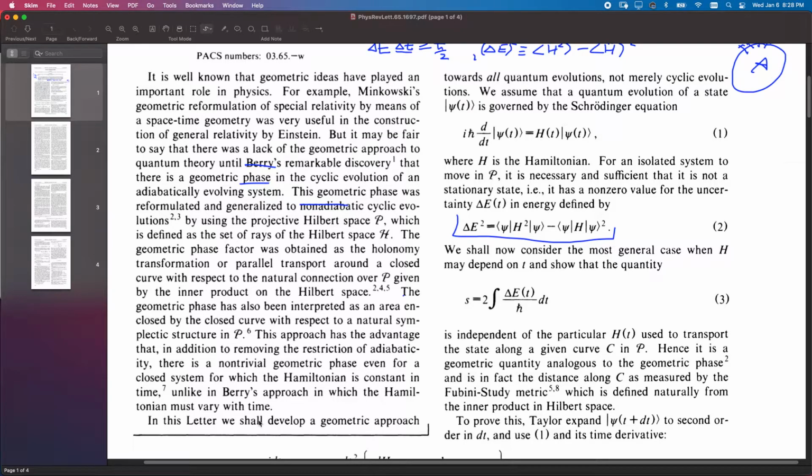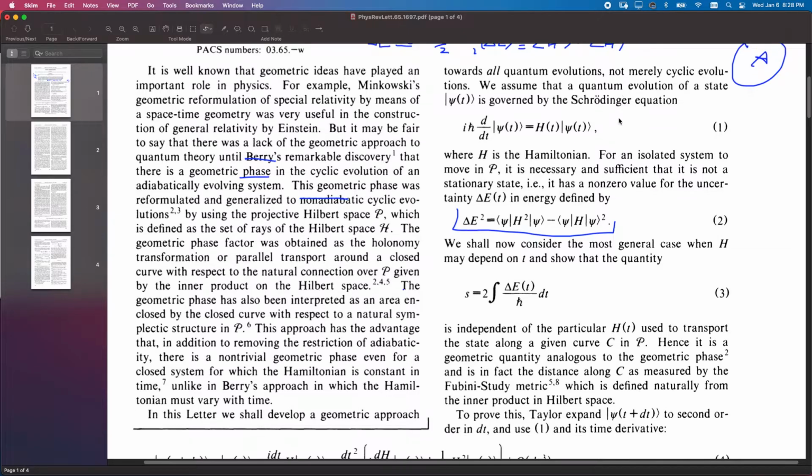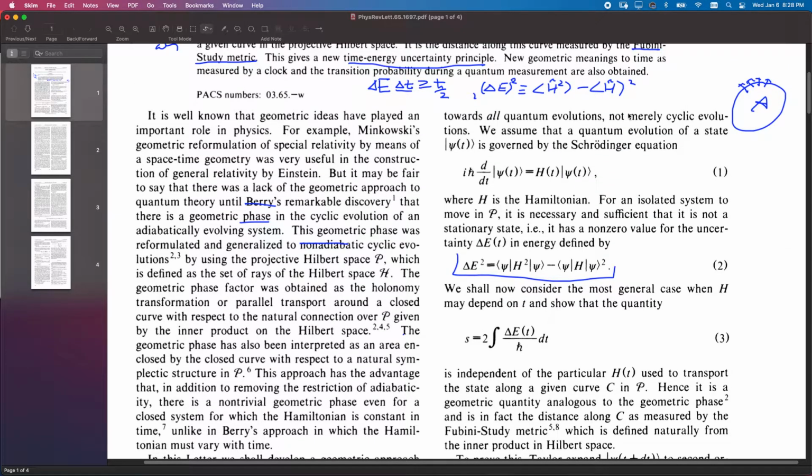In this letter, we shall develop a geometric approach towards all quantum evolutions, not merely cyclic evolutions. Okay, I think what they mean by that is that normally, I'm guessing, the evolution in time is just a factor like this. So it really just describes some sort of loop in Hilbert space.